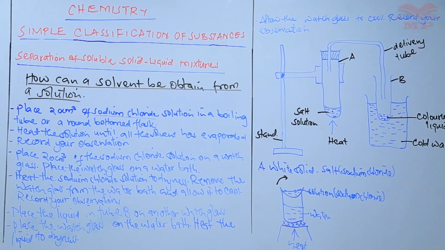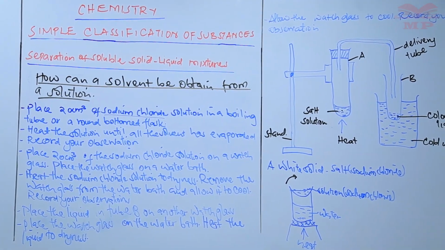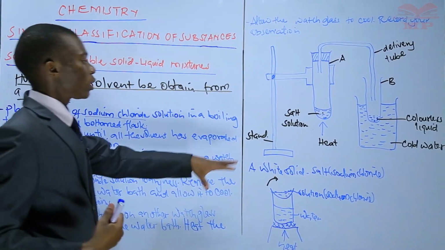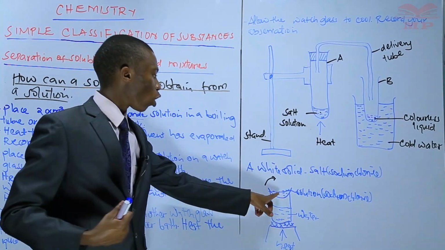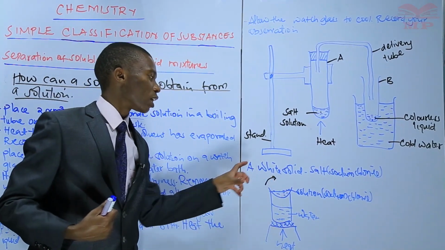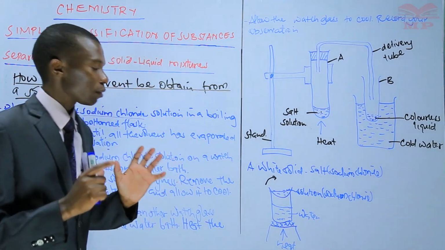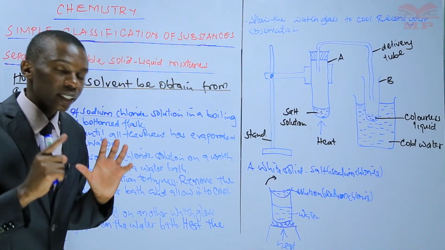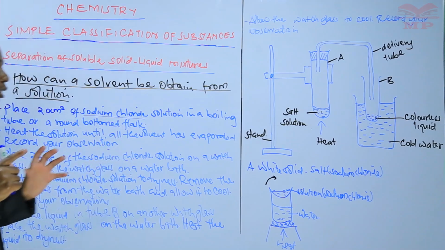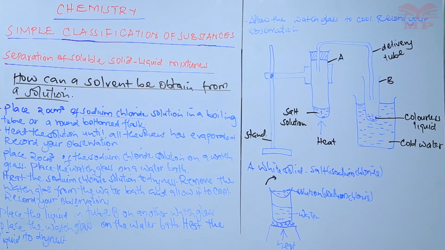Then you're supposed to record the observation, and the observation is a white solid which is left behind after all the water has evaporated from that solution. So that white solid is left, and the white solid is salt, which is sodium chloride.